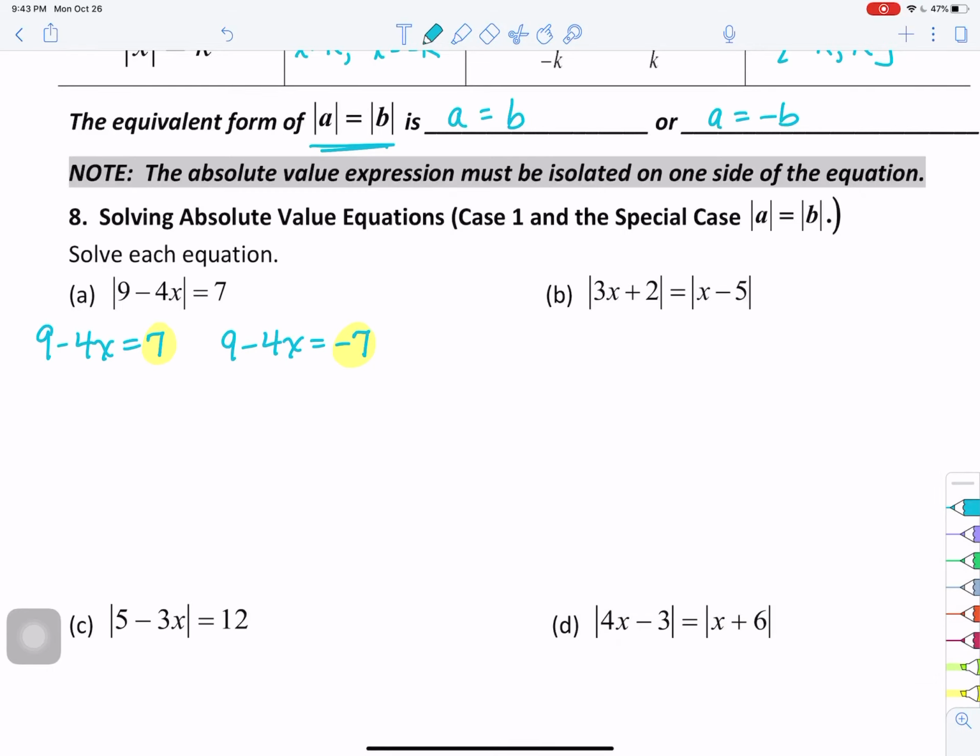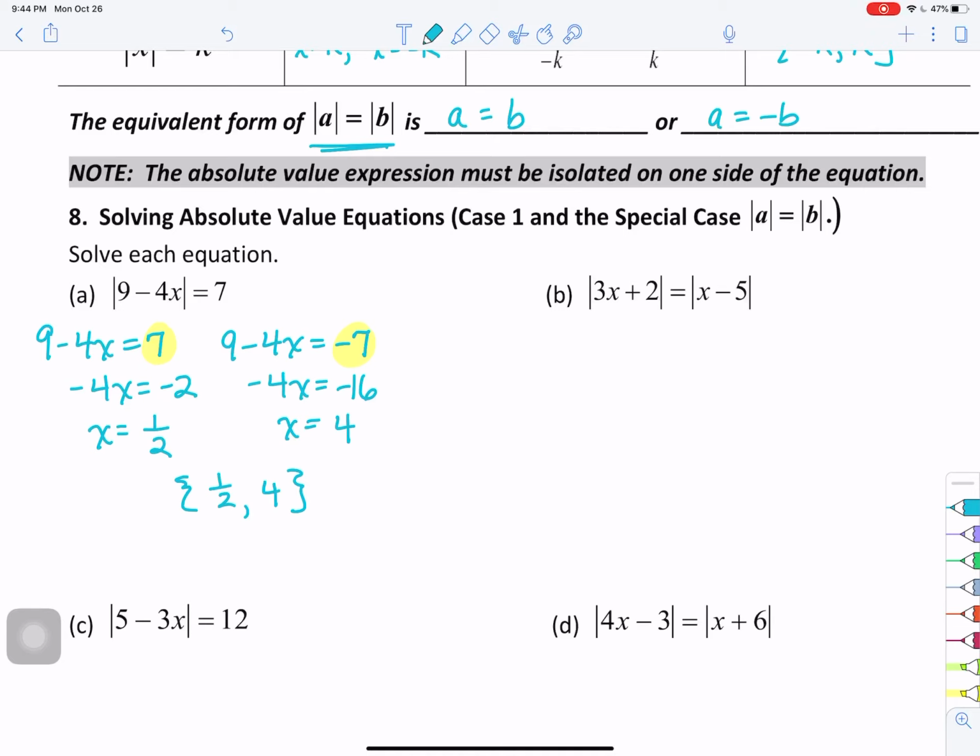Let's subtract 9 from both sides and divide both sides by a negative 4. And we get x equal to 1/2. Let's subtract 9 from both sides. And let's divide both sides by a negative 4. And we get x equal to 4. I'm going to go ahead and write our solutions in a solution set. You can do that, or you could just circle both of your solutions. But I want to point out that we end up with two solutions.